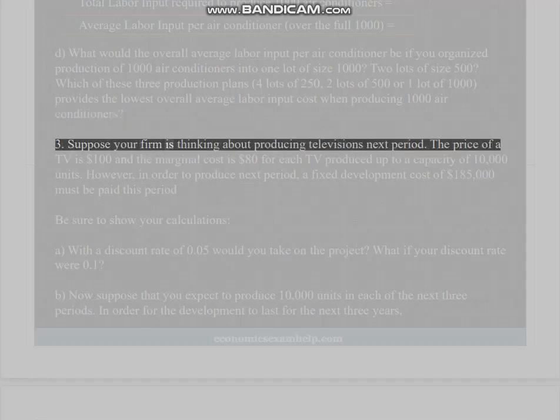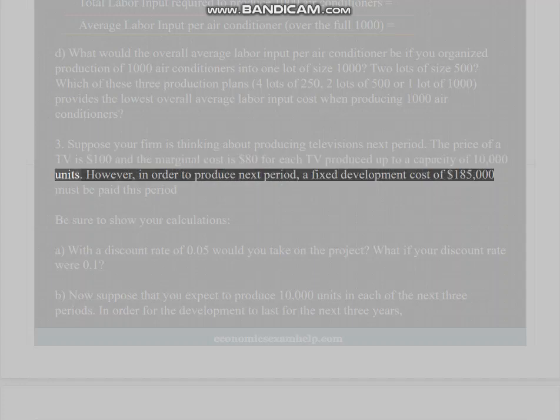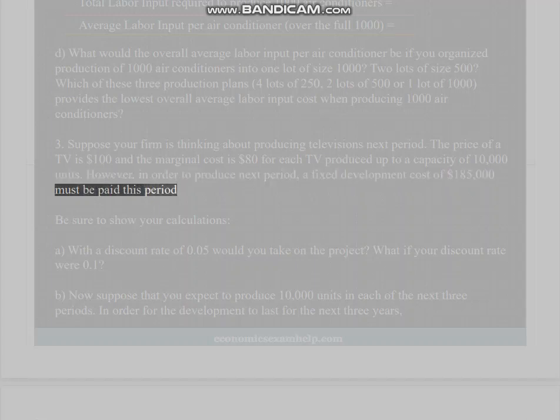3. Suppose your firm is thinking about producing televisions next period. The price of a TV is $100 and the marginal cost is $80 for each TV produced up to a capacity of 10,000 units. However, in order to produce next period, a fixed development cost of $185,000 must be paid this period. Be sure to show your calculations.